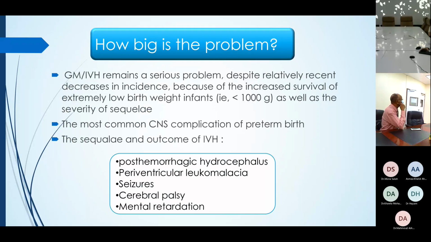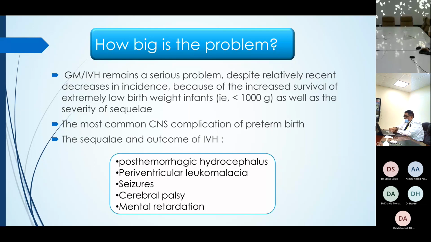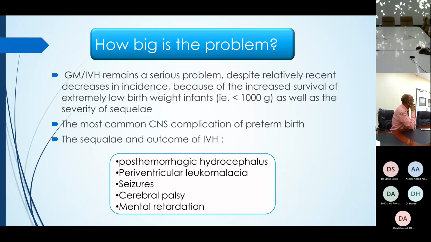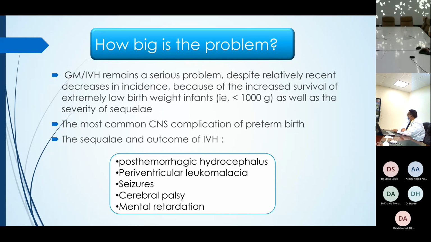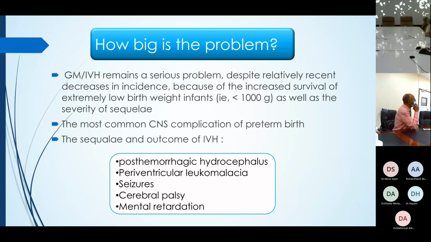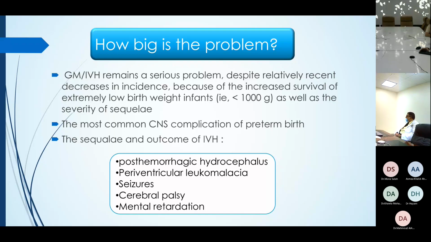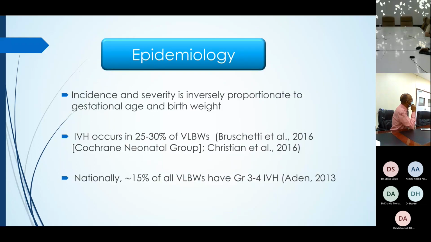IVH remains a serious problem despite relatively recent decreases in the incidence, because of increased survival of extremely low birth weight infants, less than 1 kg, as well as the severity of sequelae. It is the most common CNS complication of preterm birth. The sequelae and outcomes of IVH are post-hemorrhagic hydrocephalus, periventricular leukomalacia, seizures, cerebral palsy, and mental retardation.